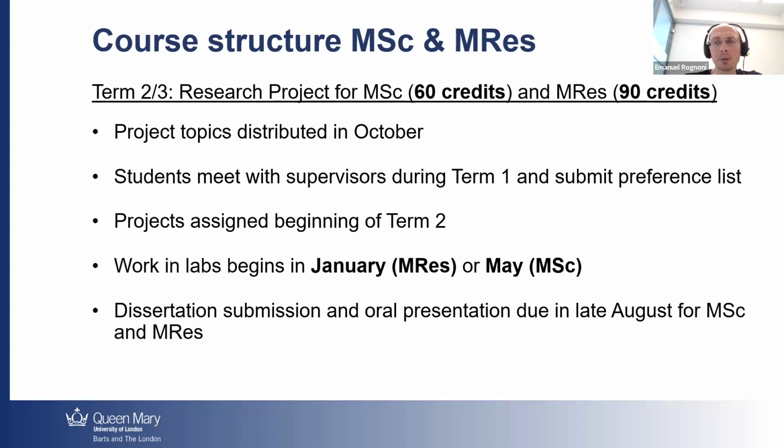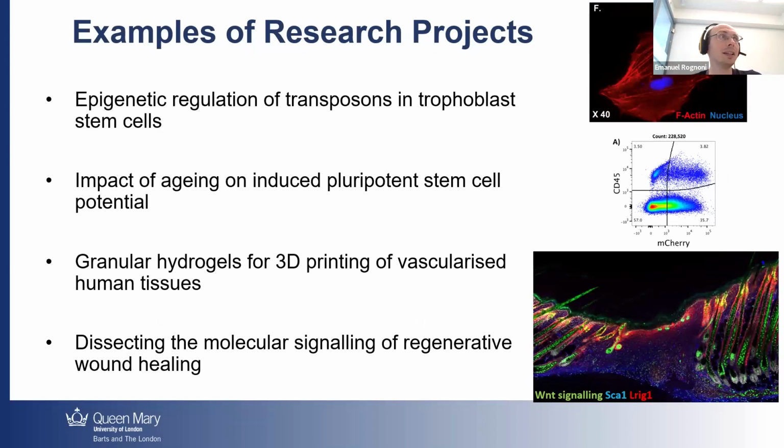So what are these example projects? This is just picking from previous years. This is really a huge range of topics, and here I just took titles from previous years. It ranges from epigenetic regulation in trophoblast stem cells, or looking at the impact of aging on pluripotent stem cells, or having more tissue engineering related projects where students will work with 3D printing of tissues and look at how the cells are behaving and how they can generate these scaffolds. Or they can also look at more in vivo related applications, like looking at the molecular signaling of wound healing, where they study how different cells and signaling pathways interact to lead to improved skin regeneration.